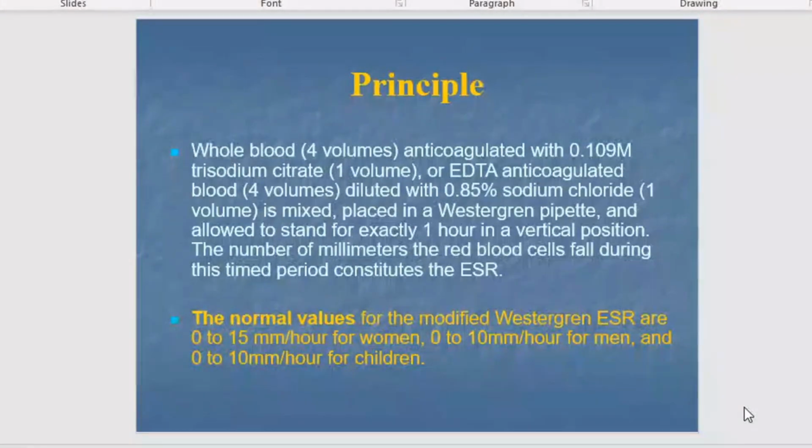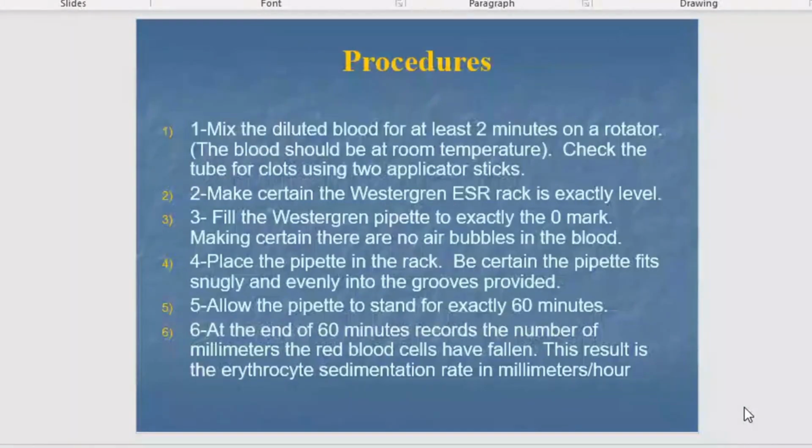So it is erythrocyte sedimentation rate only for the Westergren type. So mix the diluted blood for at least 2 minutes. That means you have to add that sodium citrate and all, and then you have to mix it 2 minutes or rotate, and the blood should be at room temperature. So when it is at room temperature, nothing will happen. Then check the tubes for clots using two applicator sticks.